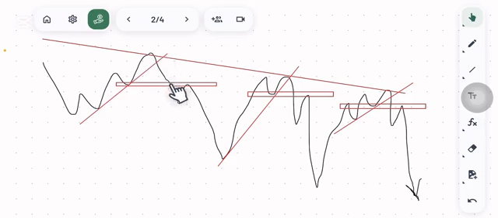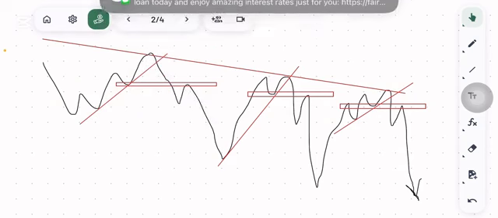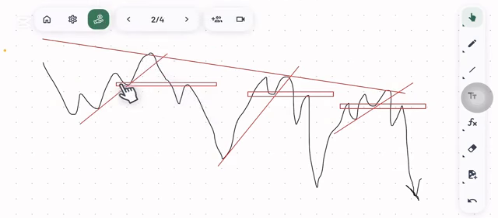Wait for it to break the counter trend line. When it breaks the counter trend line, mark this low that I created here. Mark it with your rectangular tool. Okay, mark it, and then wait for price to also break it. Then wait for a retest. Then make your entry right there. Stop loss above this high, and then target a minimum of 1:2.